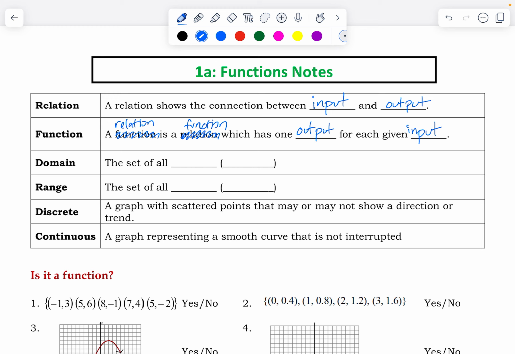The domain is the set of all x values, which are your input values, and the range is the set of all y values, which are your output values. Okay, we'll talk about discrete data and continuous data. Basically, discrete means you have to pick up your pencil, and continuous means you don't have to pick up your pencil. So they say a graph with scattered points that may or may not show a direction or trend. It can be a discrete graph even if they're not individual points, and I'll show you one in a second that I would argue is discrete.